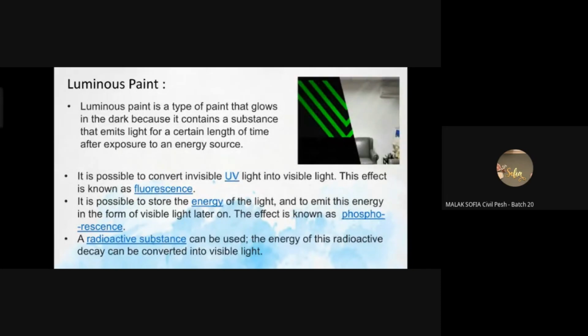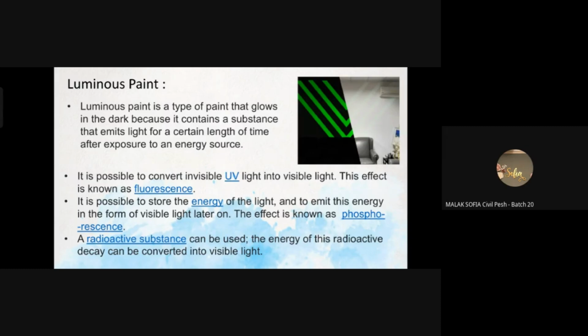Number one is phosphorescence, then fluorescence, and radioactive substances. In fluorescence, the UV light is converted into visible light. As you know, UV has a smaller wavelength than the visible range. So some materials have the property to change this smaller wavelength to a bigger wavelength, and thus the invisible UV becomes visible. Some materials have phosphorescence, which means it stores energy in some form, and later on gives it out in the form of light. So thus we see it.